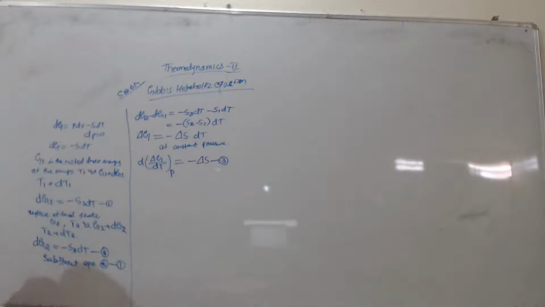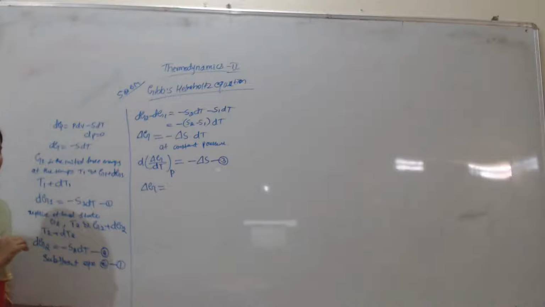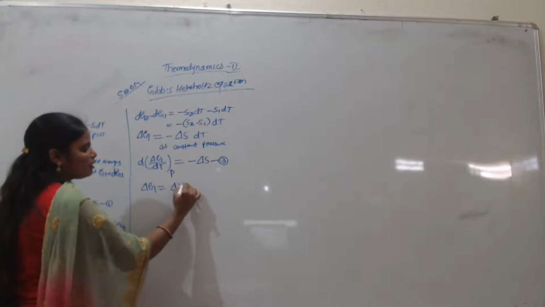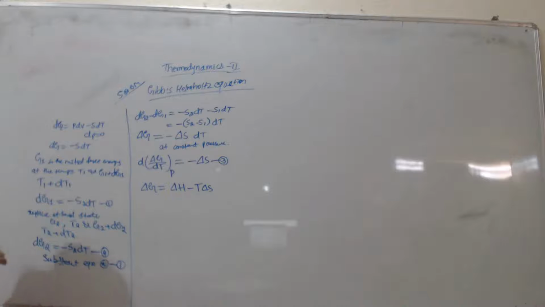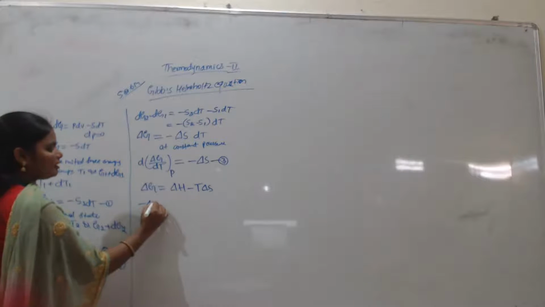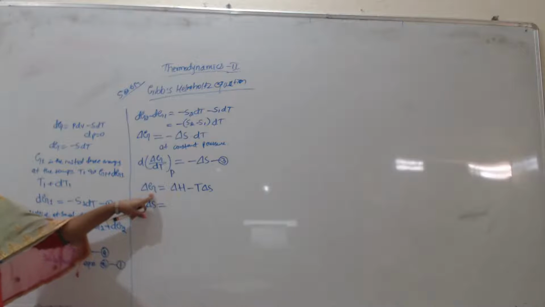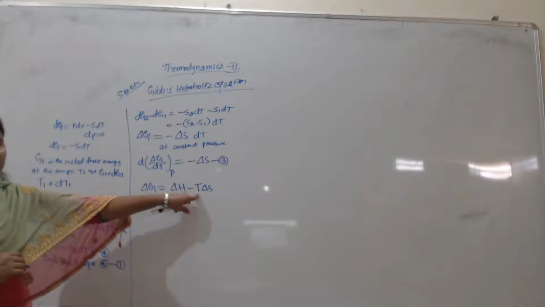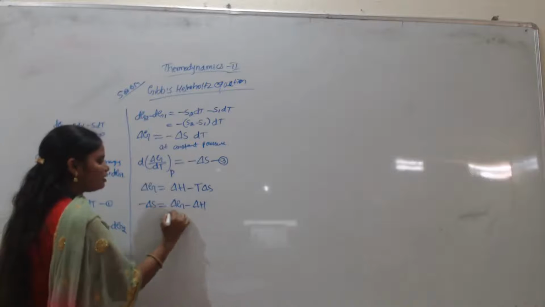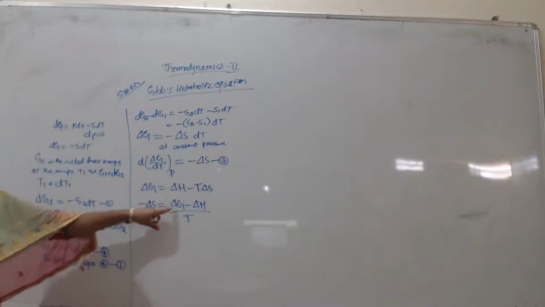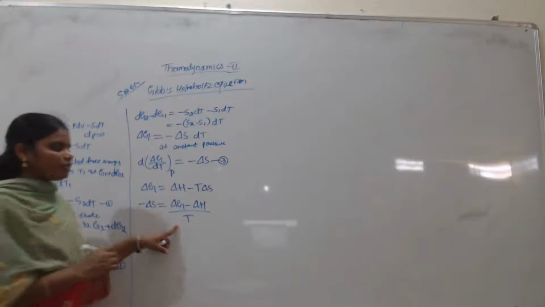Next, we have delta G equal to delta H minus T delta S. Taking this outside, minus delta S is equal to delta G minus delta H divided by T. This is equation number 4.